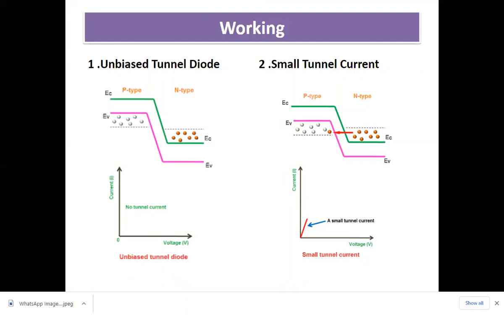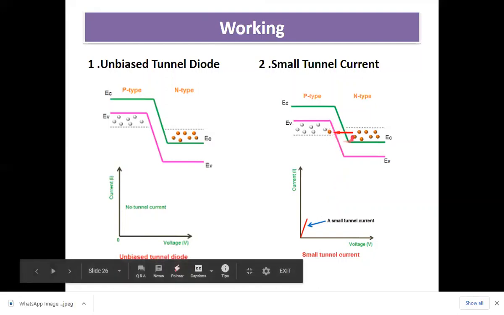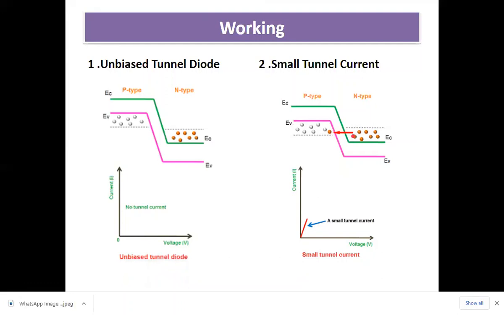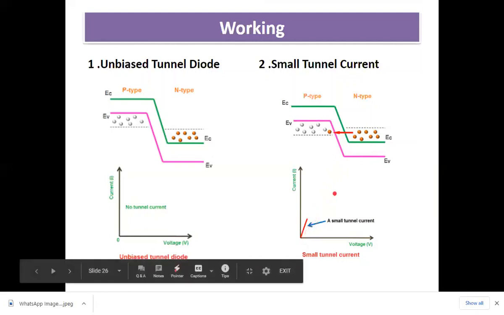However, a small number of electrons in the conduction band of the N region will tunnel to the empty states of the valence band in P region. This will create a small forward bias tunnel current. Thus, tunnel current starts flowing with a small application of voltage.